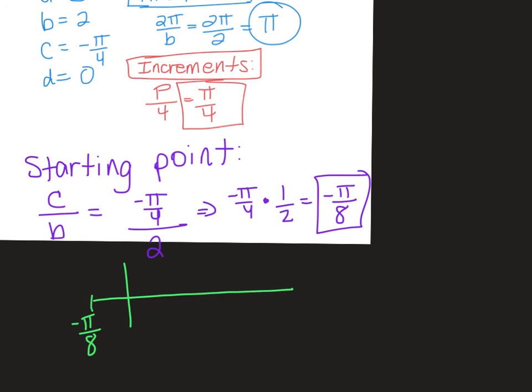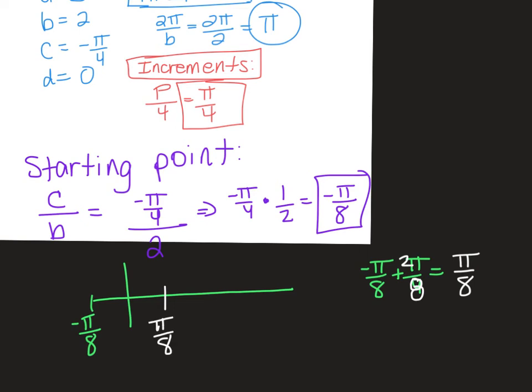Add pi over 4. I'm going to add the increment, which is pi over 4. So I'm going to say negative pi over 8 plus pi over 4. I got to get a common denominator. So if this becomes an 8, this becomes a 2, correct? So negative pi plus 2 pi is positive pi over 8. Agreed? Okay, so this is at positive pi over 8.